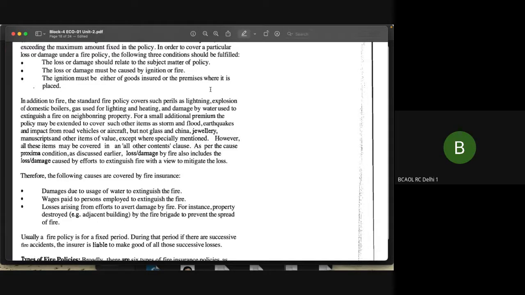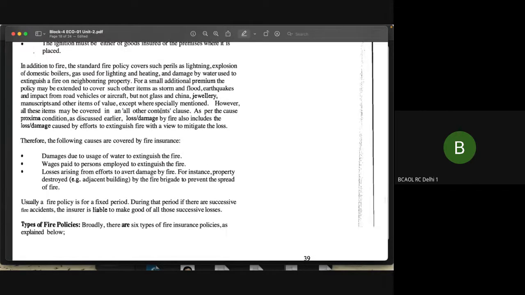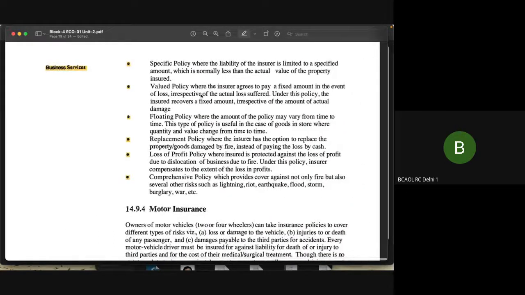Of course, arson is a kind of criminal act. It's a criminal act, and it should be mentioned that arson by others will be covered. But then again it will involve police as well because it's a criminal case. Okay, so lightning, explosion of domestic boilers, मतलब accidental whatever is there, and it is due to ignition, all these things will be under fire insurance. And again, your mitigation of loss, you need to make all the arrangements so that the fire does not take place. Type of policies, again, they are almost similar, so you can read it out.